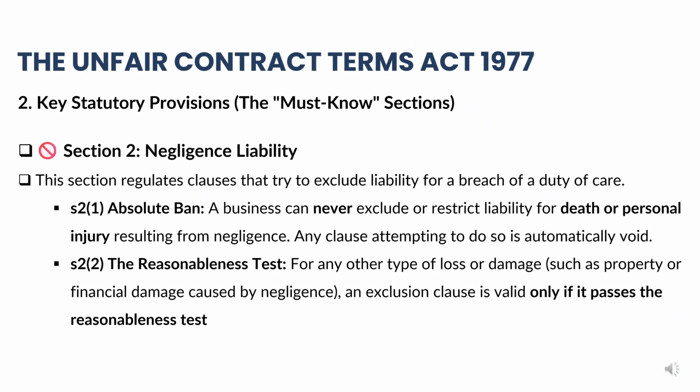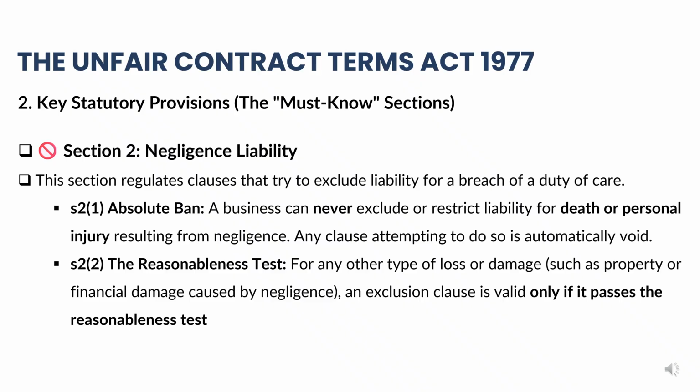Now that we've outlined the overarching framework and scope of UCTA 1977, establishing that it strictly governs business-to-business transactions and uses distinct regulatory paths, we need to dive directly into the concrete text of the statute. In an AS or A-level essay, maximizing your knowledge marks requires you to cite the exact statutory provisions. This brings us to the first of our must-know sections, Section 2, which tackles negligence liability.